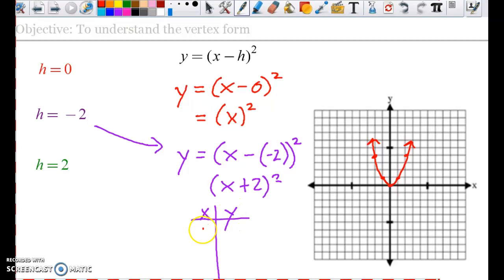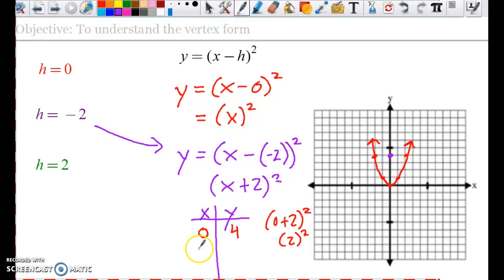So let's see what happens when I plug in 0 for x. If I plug in 0 for x, then I'm going to put 0 in here. 0 plus 2 squared. Well, that's just 2 squared, or 4. So for my purple graph, 0, 4 would be on the graph.